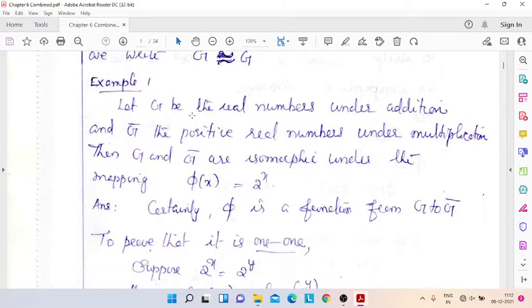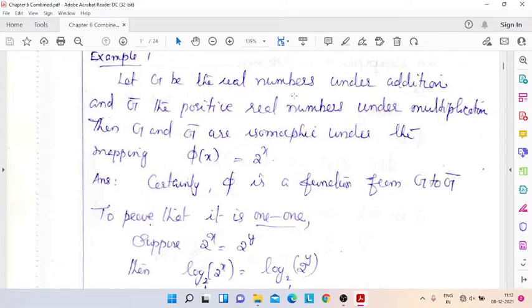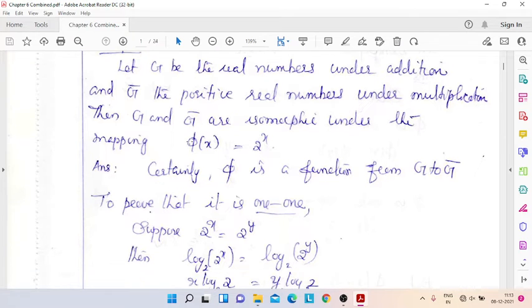Example 1. Here in this example, the first group G is the group of real numbers under addition, and G bar is the positive real numbers. Here we consider only positive real numbers under multiplication. So in the first group we have the operation addition, and in the second group we have the operation multiplication. We define the mapping from G to G bar as phi of x equals 2 raised to x.